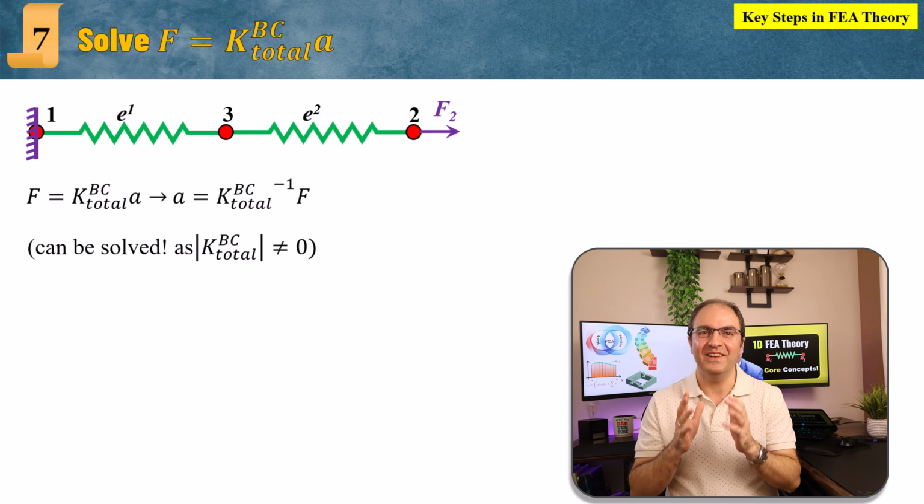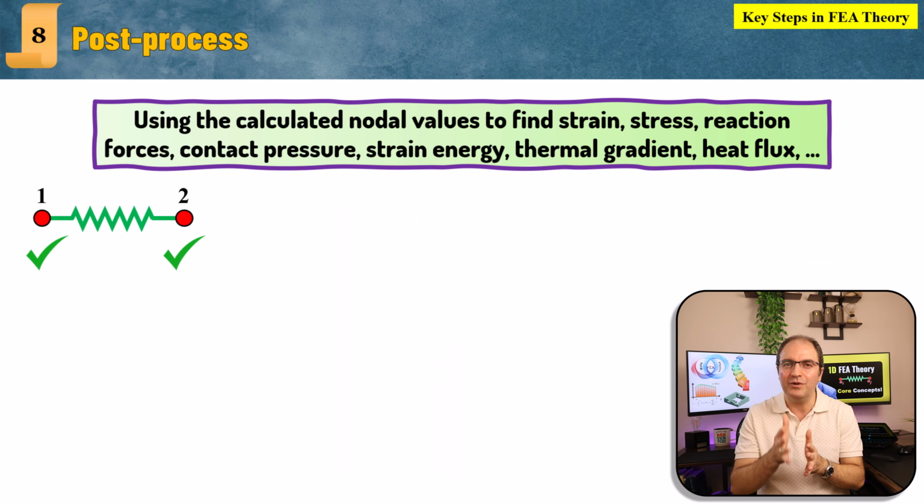Now let's go to the final step. We have solved for the nodal displacements, and now comes the fun part, post-processing. This is where the physical meaning of FEA results comes to life. From the nodal displacements, we can compute strain, stresses, reaction forces, and even quantities like contact pressure and strain energy. Let's go through a basic example to show how this works.